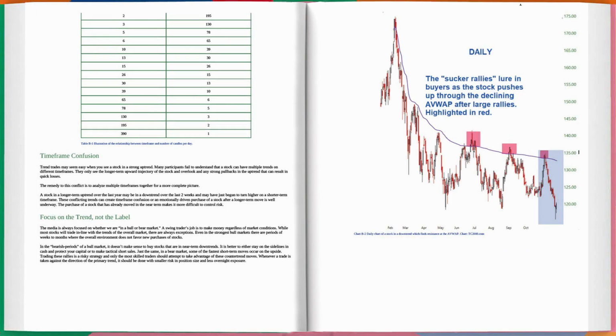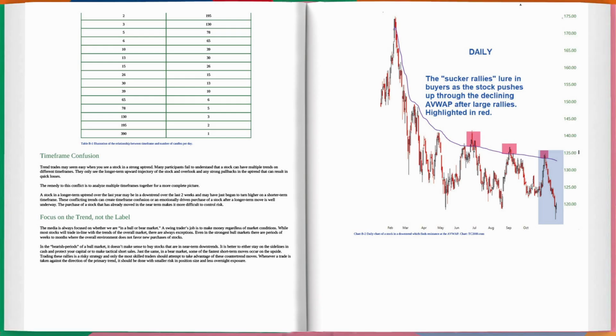Time frame confusion. Trend trades may seem easy when you see a stock in a strong uptrend. Many participants fail to understand that a stock can have multiple trends on different time frames. They only see the longer-term upward trajectory of the stock and overlook any strong pullbacks in the uptrend that can result in quick losses. The remedy to this conflict is to analyze multiple time frames together for a more complete picture. A stock in a longer-term uptrend over the last year may be in a downtrend over the last 2 weeks and may have just begun to turn higher on a shorter-term time frame.